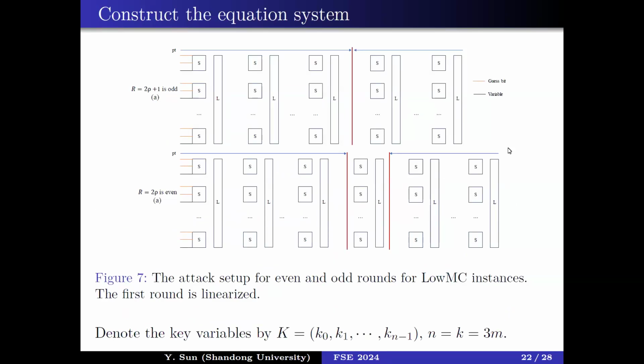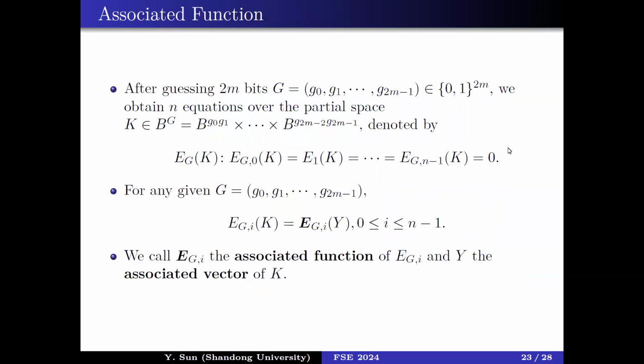Figure 7 shows the attack setup for even and odd rounds for low-MC instances. If we get 2 input bits for each S-box in the first round and linearize the first round, we can then use the meet-in-the-middle method to get n equations. Because of the different guesses in the first round, we can divide the input into different spaces. For each guess given, we can get the associated function of the equations.